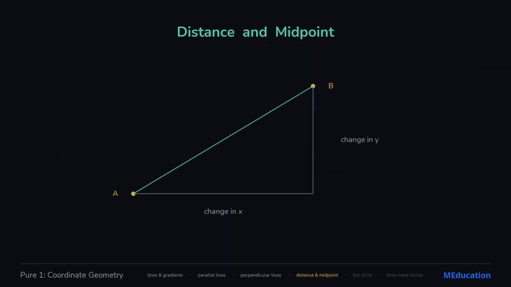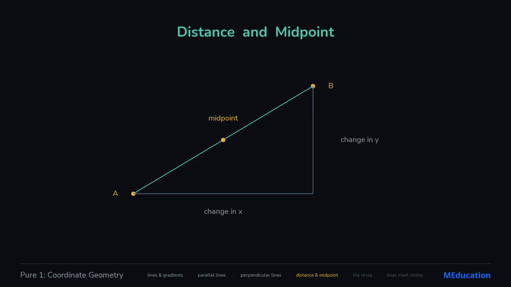How far apart are 2 points? Draw the horizontal and vertical gaps between them, and a right-angled triangle appears. The distance is simply its hypotenuse, so Pythagoras gives the length, the square root of the change in x squared plus the change in y squared.